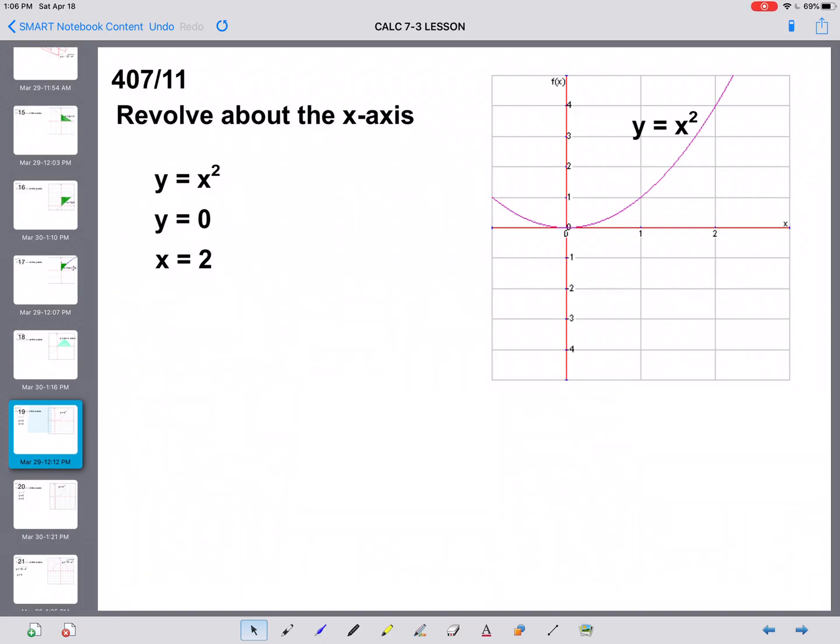This is going over calculus homework page 407. This was section 7.3. We've got 4 problems here. Let's start with number 11.